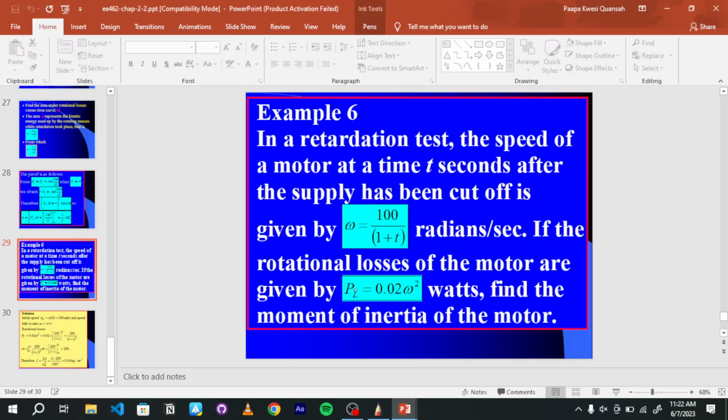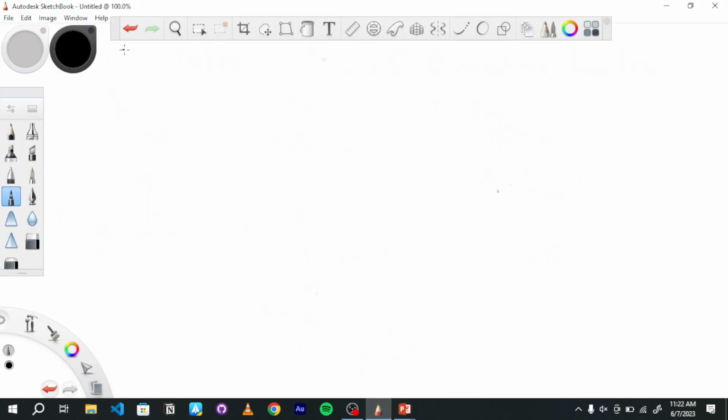So in the example here, it said that in a retardation test, the speed of the motor at a time t seconds after the supply has been cut off is given by omega is equal to 100 over 1 plus t. If the rotational loss, so we've been given rotational loss as a function of speed as a function of time. Don't forget that we said that if I'm able to get rotational loss as a function of time, then the area under the curve will correspond to my kinetic energy. So let me substitute. I've been given P to be equal to what? P is 0.02 omega squared.